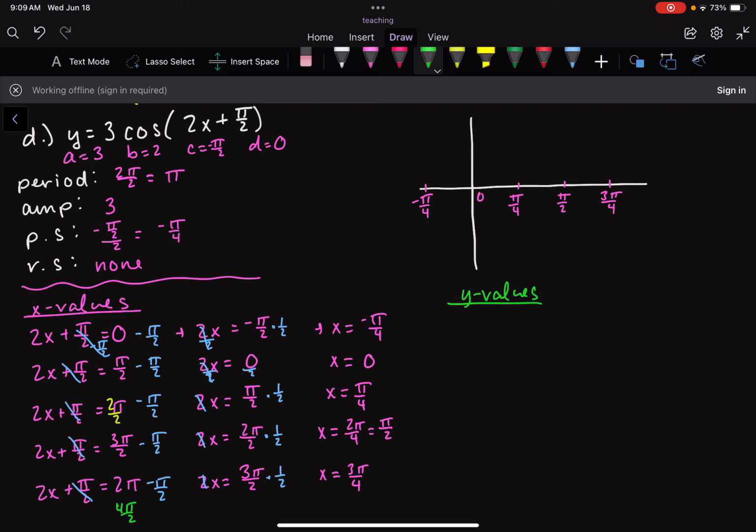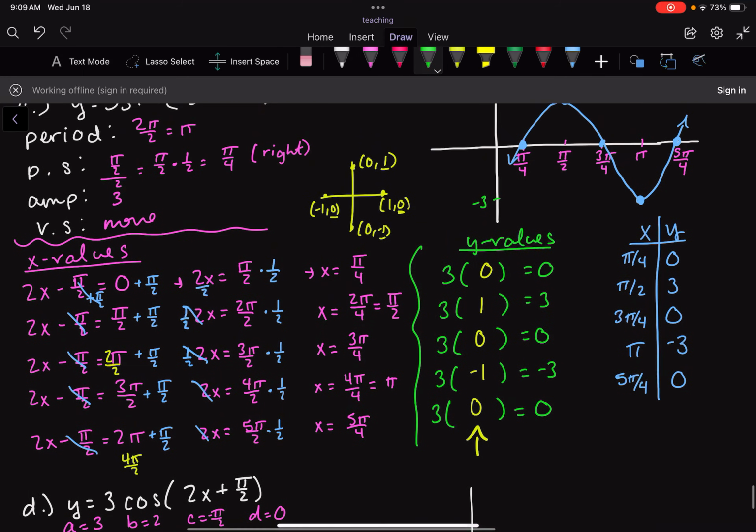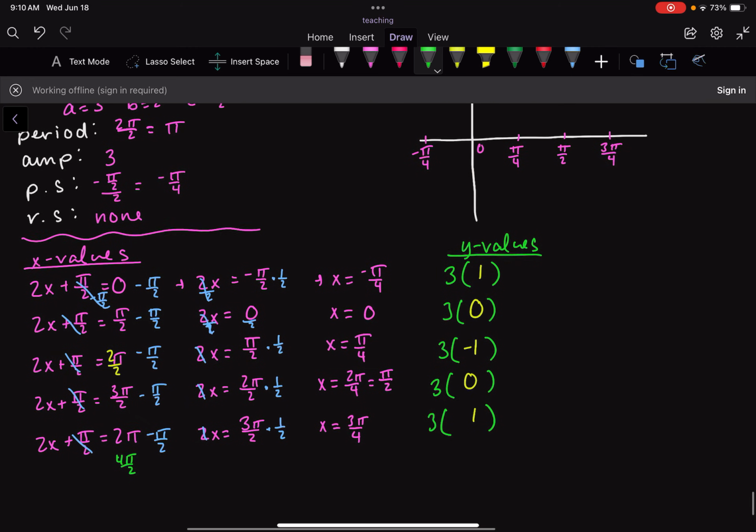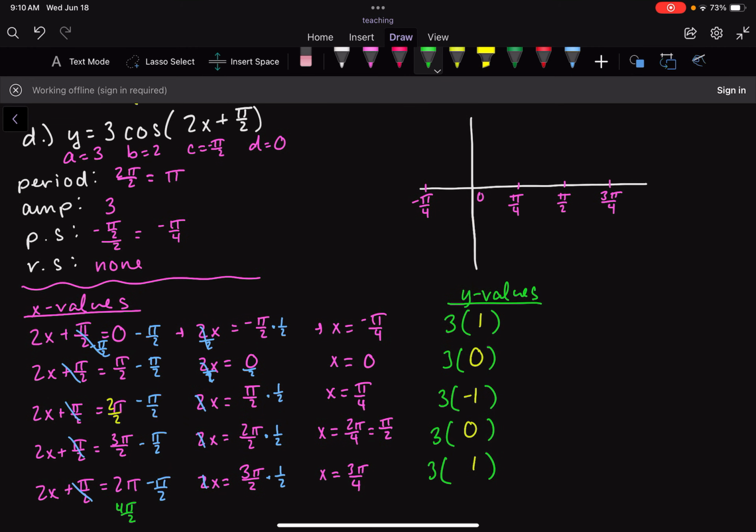My y values, I just have to take the 3 because I don't have a d value to use. The original cosine graph goes through 1, 0, negative 1, 0, 1. I get those from the original unit circle. Scroll up real quick. It's the x values here. That's what I just got. Simplify, I get 3, 0, negative 3, 0, 3.